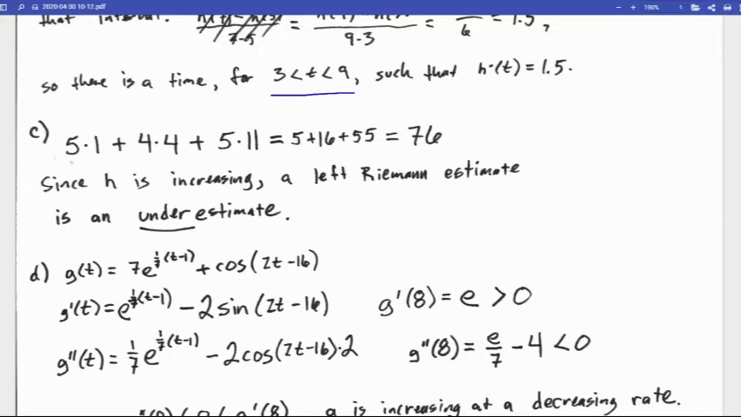I've got rectangles. They gave me the intervals between 0 and 5, 5 and 9, and 9 and 14. So the first number I have here is how wide those intervals are. And then the second number is the height of those rectangles, the value of the function at the left side or at the lower side. And then this is an underestimate because our function is increasing, and a left Riemann sum with an increasing function will yield an underestimate.